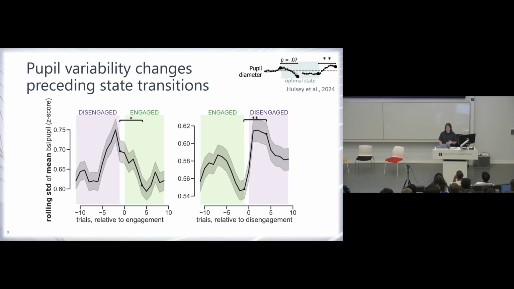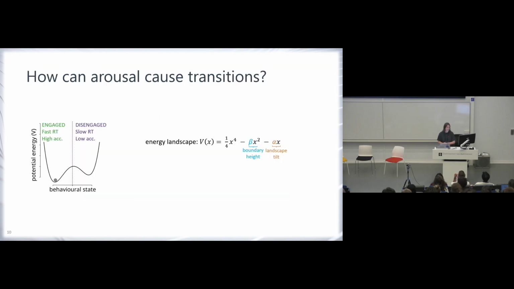And this is a replication of some previous results from Halsey et al., where we've used a different task and different model to come to the same conclusions. So these results are suggestive that there is information in the pupil about upcoming state transitions. To build on this result, we are using a mean field dynamical systems approach to look for a mechanism for how arousal can cause these state transitions.